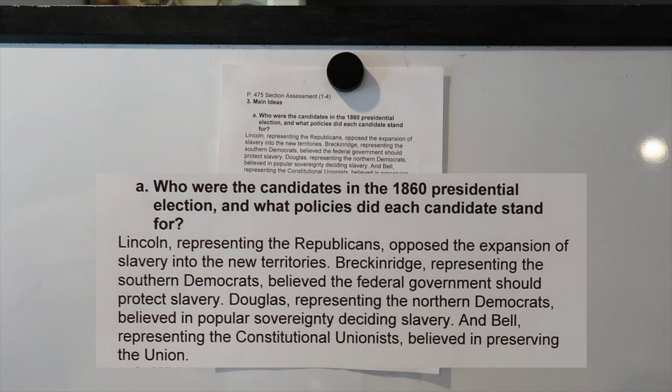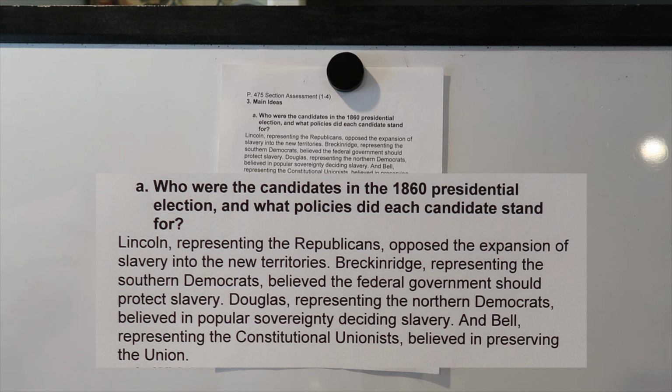So letter A says, who were the candidates in the 1860 presidential election and what policies did each candidate stand for? And the first question, Lincoln, representing the Republicans, opposed the expansion of slavery into the new territories. Breckinridge, representing the Southern Democrats, believed the federal government should protect slavery. Douglas, representing the Northern Democrats, believed in popular sovereignty, deciding slavery. That means people voting on slavery wherever they lived in the territories. And Bell, representing the constitutional unionists, believed in preserving the Union.